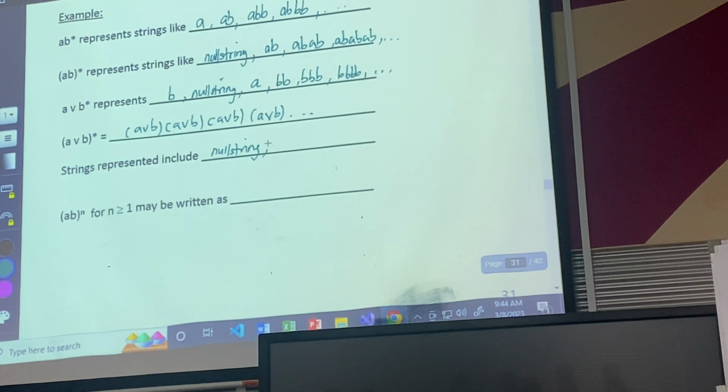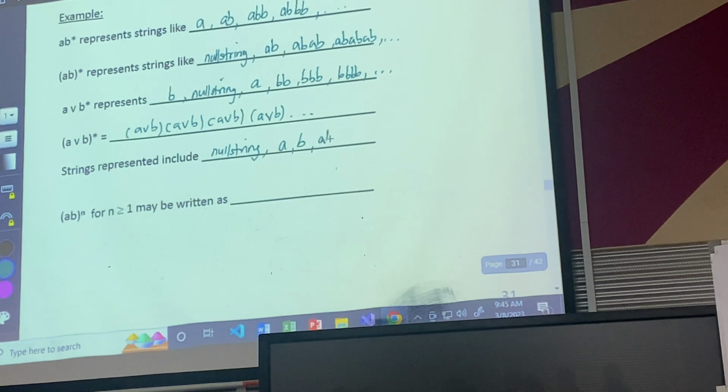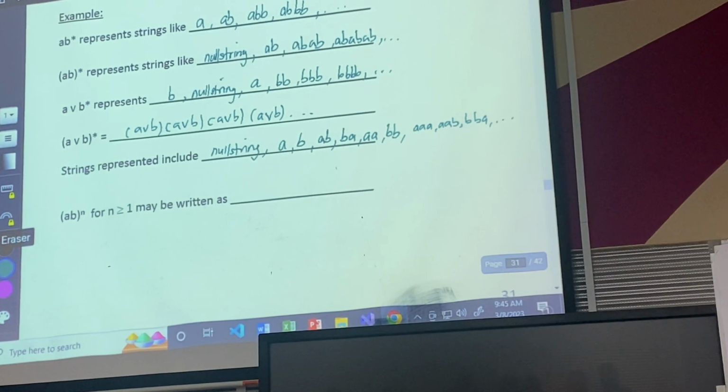If the first one I choose A, then the string I can have is A only. If the first one I choose B, then the string I can have is B only. If I repeat 2 times, the first one I can choose A, second one B, or the first one B, second one A, or A and A, or B and B, and so on, right? And then you can repeat 3 times, so you can have AAB, BBA, and so on. So many possible strings you can get from here.